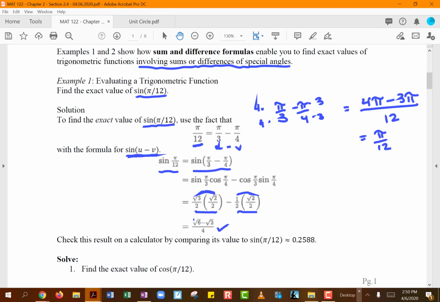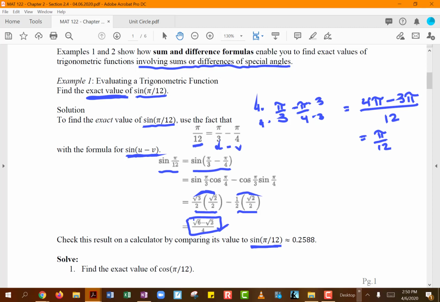Now they are basically saying if you take your calculator and take this answer here, square root of 6 minus square root of 2, the entire thing divided by 4, the answer you get will be the same thing if you just plugged in sine of pi over 12 into your calculator. But of course they are not asking us to find a decimal approximation. They are saying they want us to find the exact value of sine of pi over 12, so you don't want to use the calculator to solve this answer.